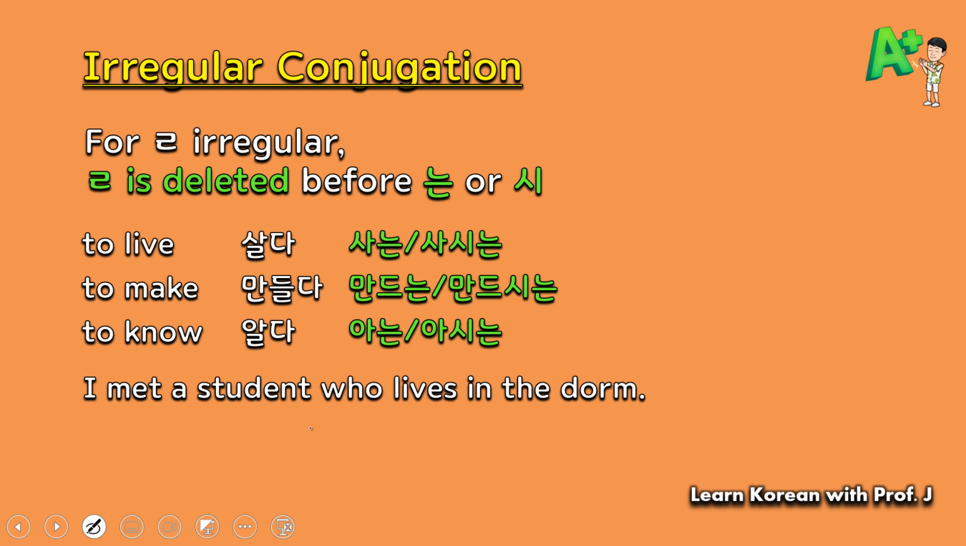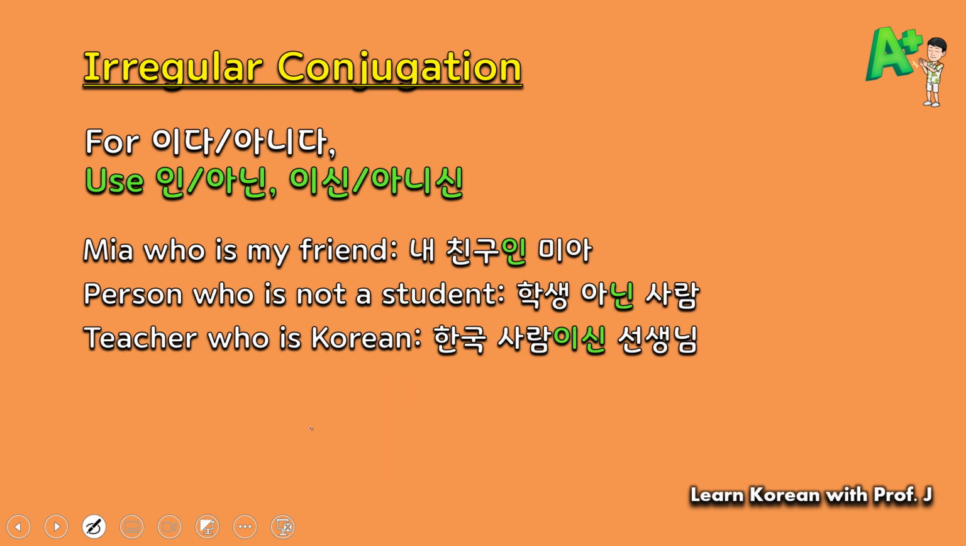I met a student who lives in the dorm. How would you say this in Korean? 기숙사에 사는 학생을 만났어요. For 이다 and 아니다, you need to use 인, 아닌, and 이신, 아니신.